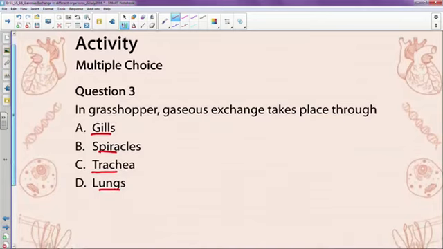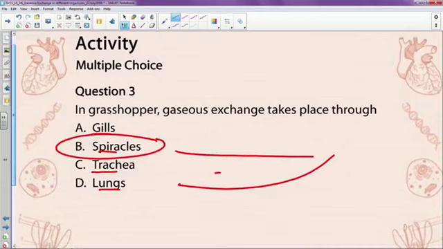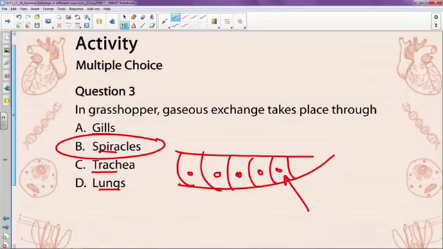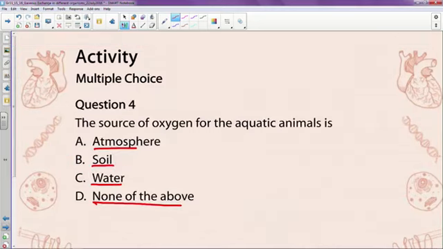In a grasshopper, gaseous exchange takes place through, and as I said, those openings on the abdomen of a grasshopper, those openings are called spiracles. So we see these spiracles, which are tiny openings. They're not microscopic, you actually can see them, and it's through these openings that gaseous exchange occurs, and we refer to those as the spiracles.